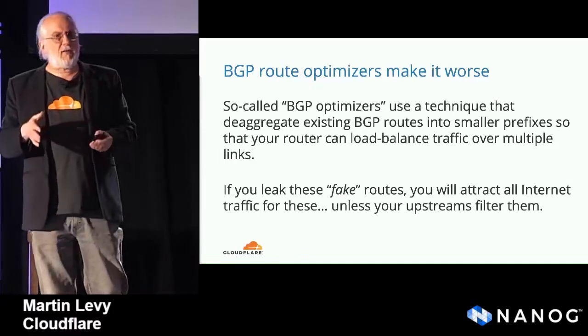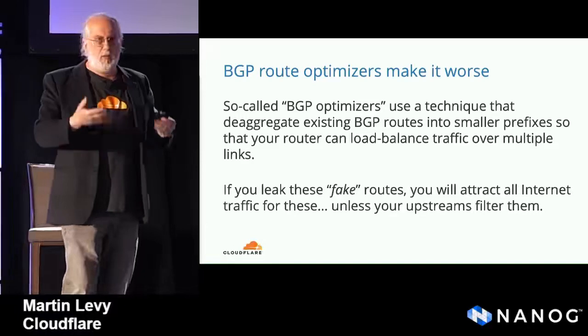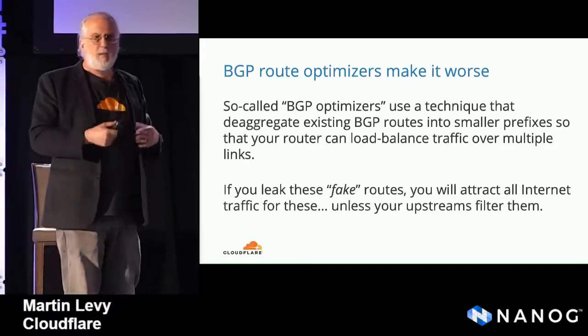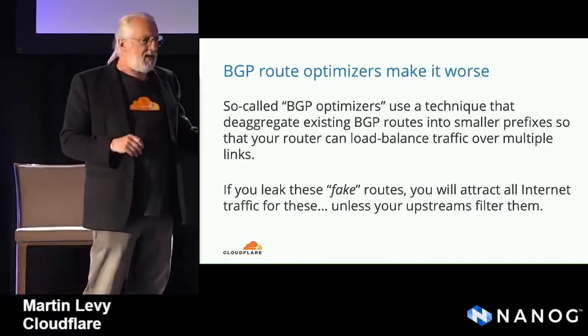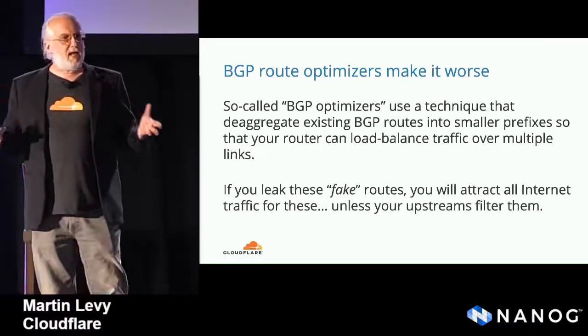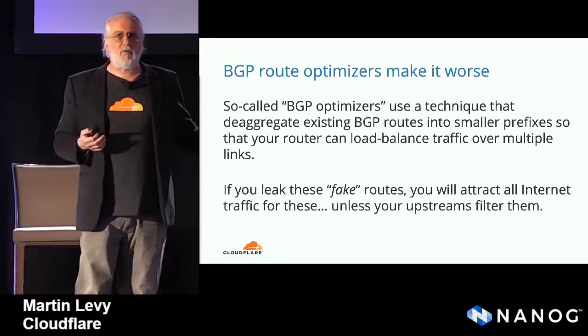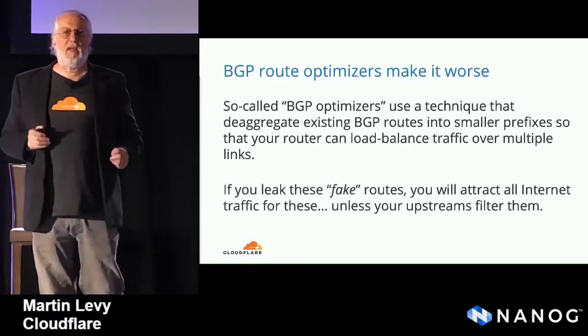A more specific route has a higher priority. It will be used over a non-specific route. And in this case, these additional routes will be injected and cause traffic to move inside a specific network.